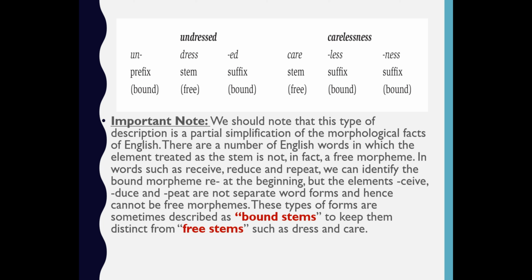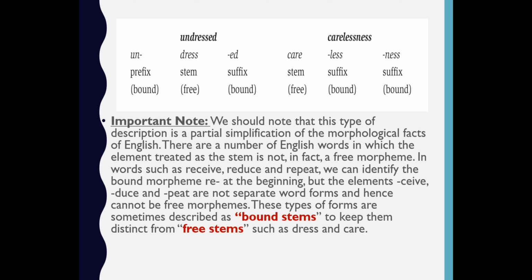Important note. We should note that this type of description is a partial simplification of the morphological facts of English. These are the morphological facts of English in very simple terms; the subject is a bit bigger than that. There are a number of English words in which the element treated as the stem is not in fact a free morpheme. In some English words, the stem is not really a free morpheme.